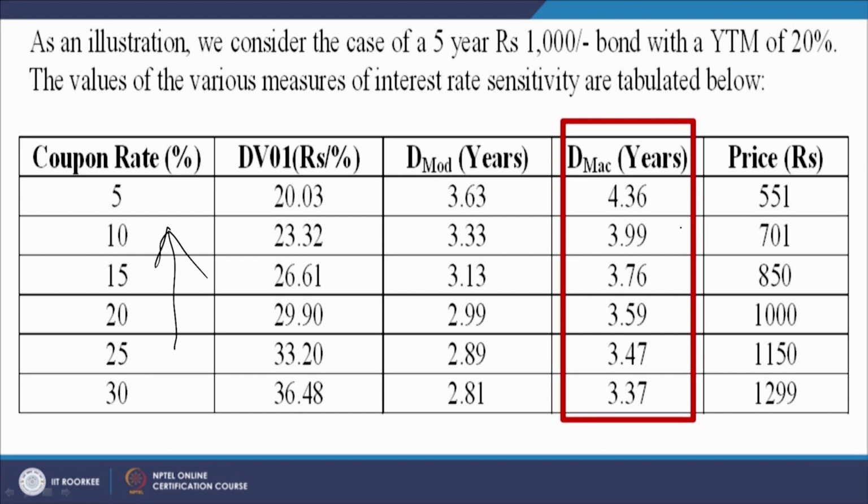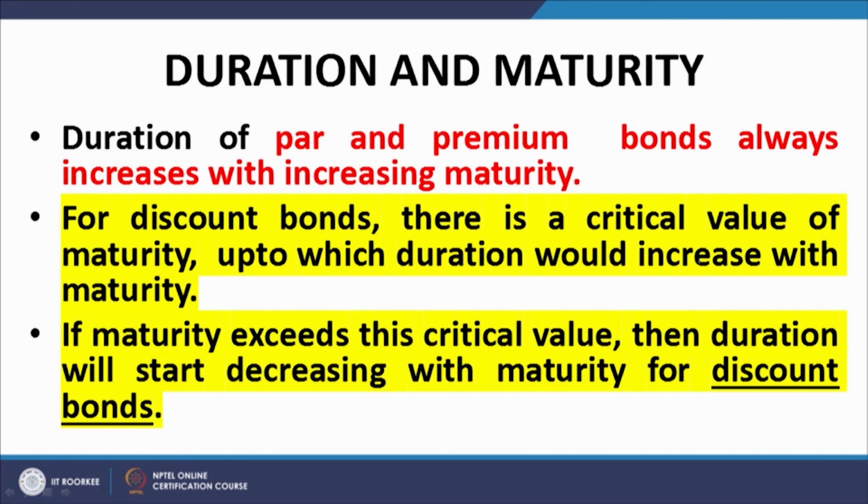the duration decreases. Duration and maturity. Duration of par and premium bonds, bonds that are quoted at par and bonds that are quoted at premium, always increases with increasing maturity. Why is that?